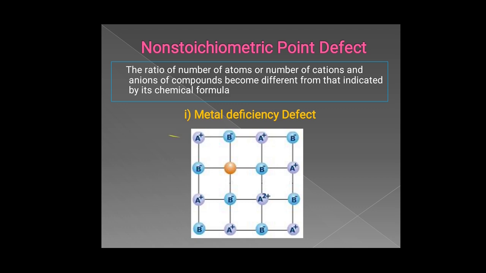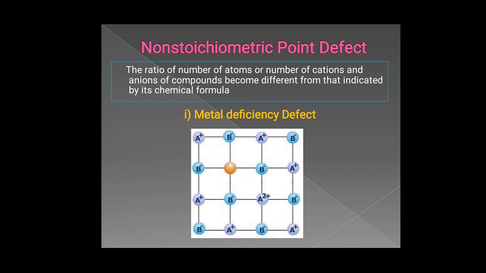If we consider the first type, that is the metal deficiency defect, as the name suggests, here the metal is deficient in the crystal. You see A plus B minus, A plus B minus, and here A plus is lacking. A plus, that is the positive charge, will always be a metal. So as a positive charge or a cation is lacking, that means a metal is lacking over here. So this kind of defect is called the metal deficiency defect, as the metal is missing over here.